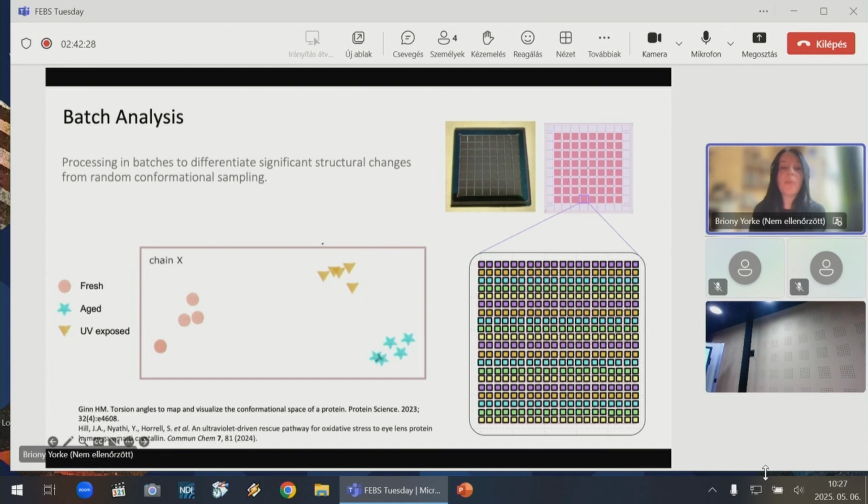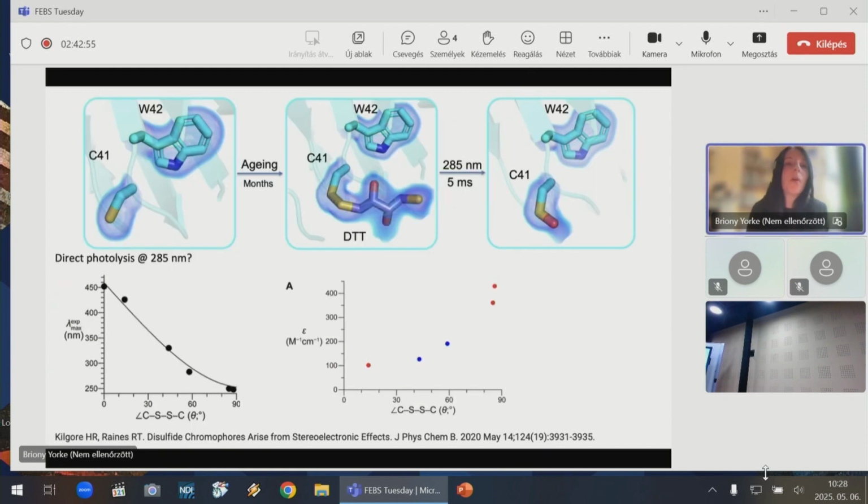bins. We then performed the principal component analysis, and we could see 3 distinct clusters when we compare our fresh crystals, our aged crystals, and our UV exposed crystals. So there's an obvious change in the overall structure, not just in the position where the adduct binds, between these 3 different samples. What we saw over time was that our crystals aged, a disulfide adduct formed, and then after 5 milliseconds of UV exposure at 285 nanometers, the adduct was removed.